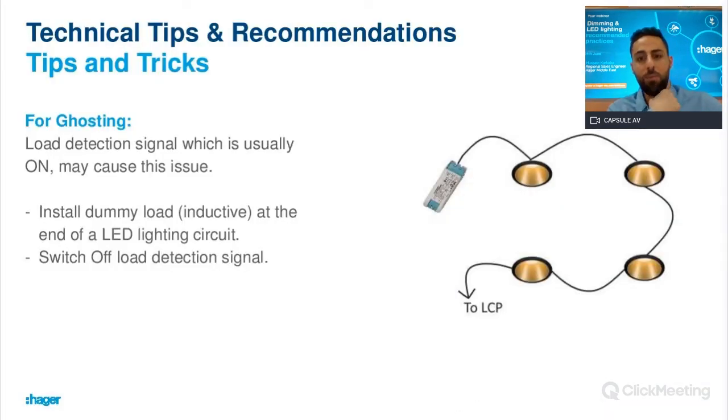This is the same for the ghosting, where you will have one light showing a low brightness, 5% or 10%. If your dimmer has the option to switch off load detection, you switch it off. If not, you come with a driver and install it at the end of the circuit and put it above the false ceiling. Don't tell anybody, but do it. It will solve your problem.